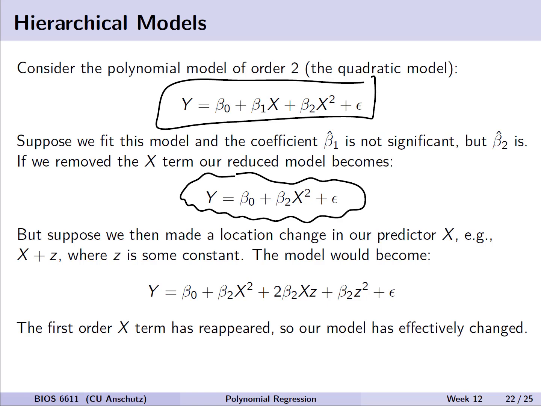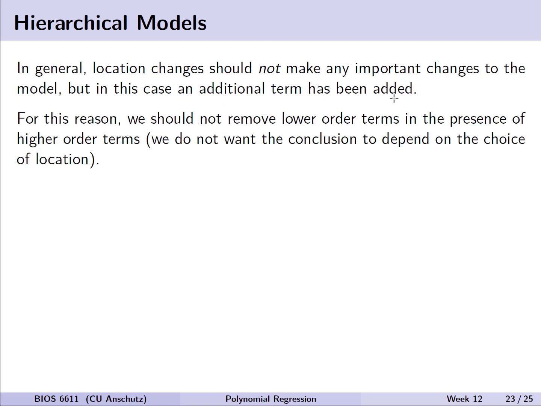However, suppose we then were interested in estimating how a shift might take place and what that would do to our outcome. For example, if we added some constant z to the predictor x. Well, if we plug that into this simple reduced model, what we actually end up seeing is that we get this much more gnarly looking equation, where we've now reintroduced our x term on its own without the quadratic power. This first order term has now reappeared, and so our model has effectively changed since it is not going to be equivalent to what we see at the top here when we have the full model that has both x and x squared.